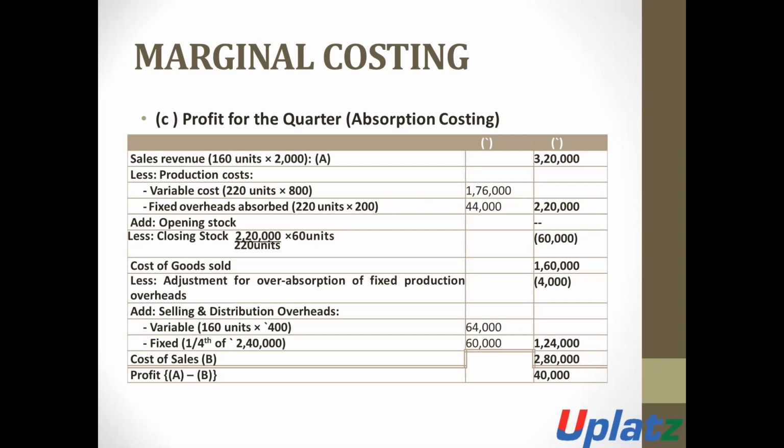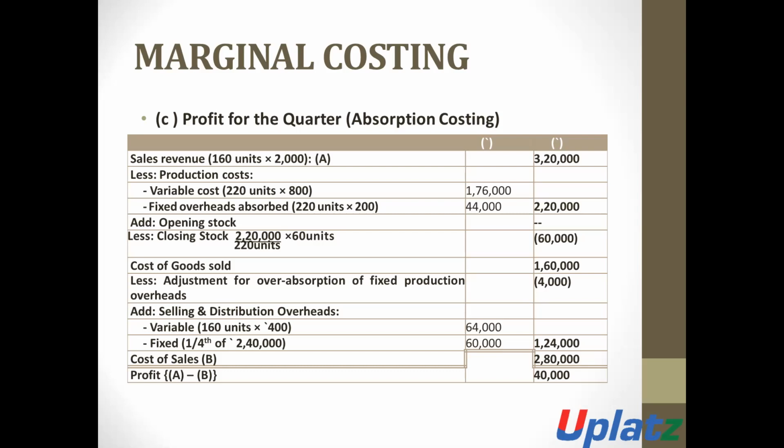Then we will add opening stock. There is no opening stock, but we have closing stock because we have produced 220 units and sold only 160 units. Then there is a closing stock of 60 units. The production cost of 220 units is 2,20,000, and what will be the cost of 60 units? Then 2,20,000 divided by 220 into 60. It is 60,000 rupees. Then the cost of goods sold is equal to 1,60,000.